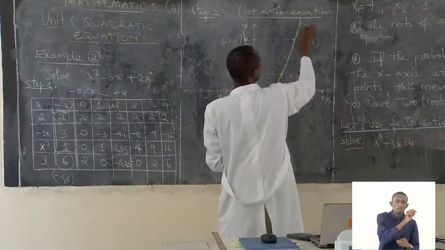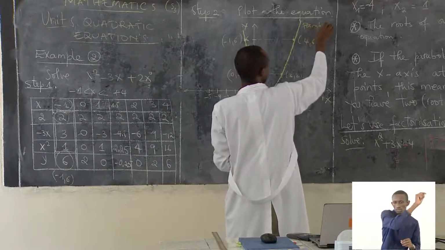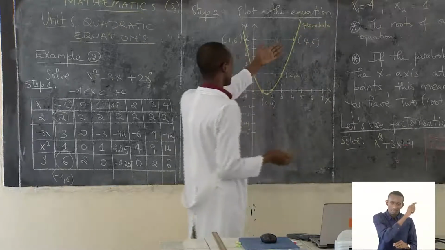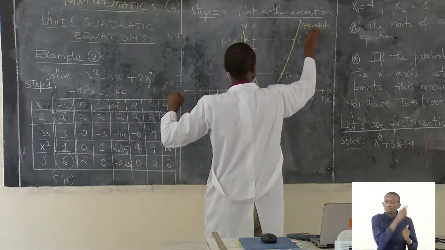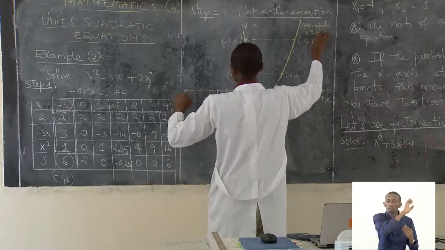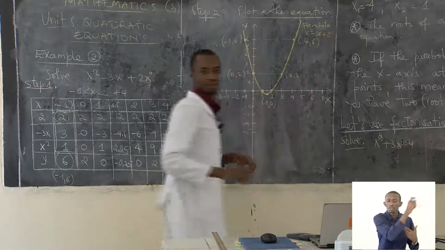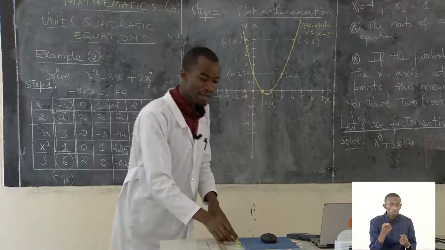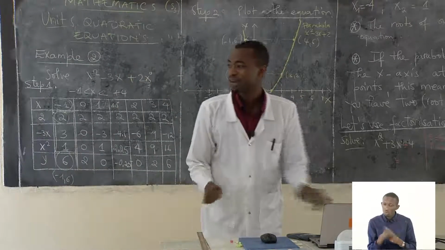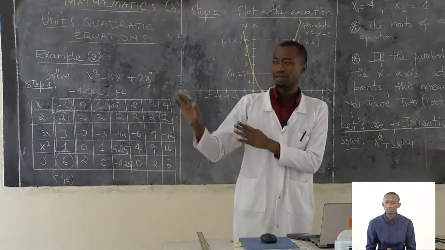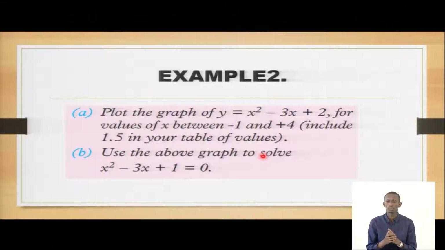Have you seen? And this is a parabola, actually. This is a parabola that was given by the equation x squared minus 3x plus 2. Have you seen it? Now, we are done with the first part, that is sub-question A. Sub-question B is to use the above graph to solve. Look at the PowerPoint. It's to use the graph to solve.